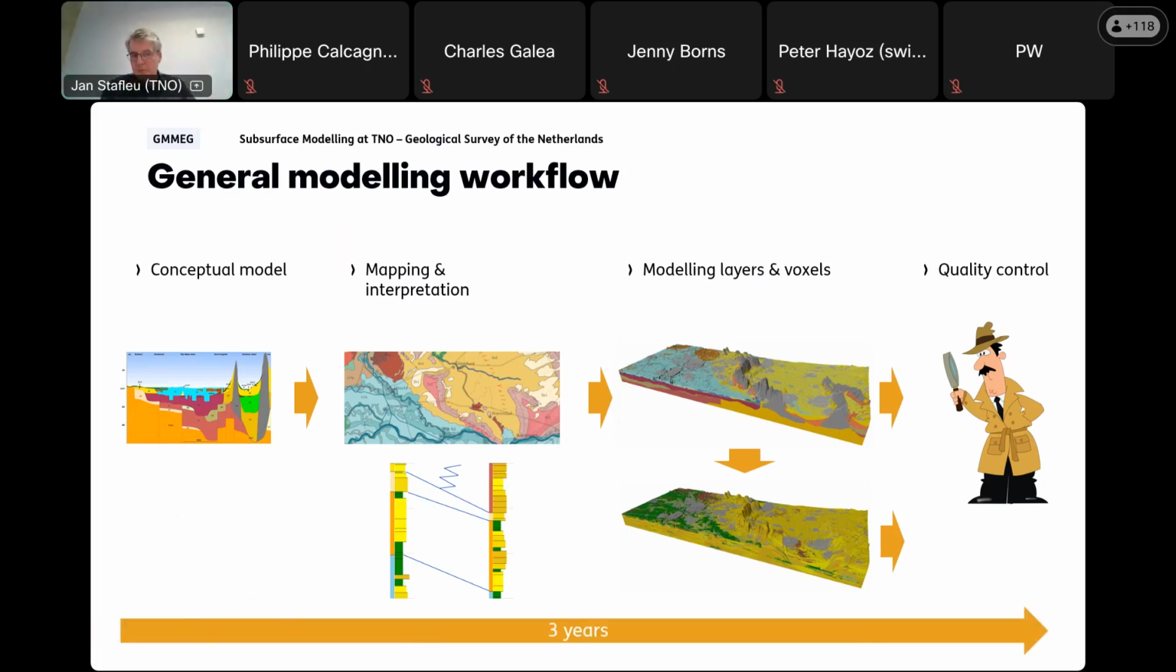And usually a modeling project for a region of the Netherlands, starting with a conceptual model, do the mapping and interpretation, the modeling and the quality control, usually takes about 3 years.